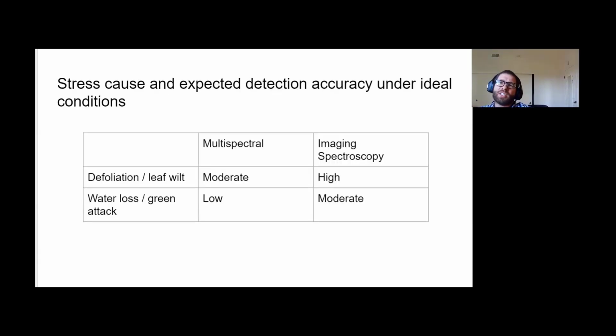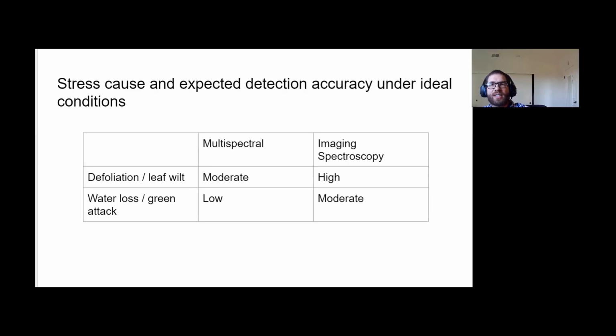Now, I wanted to hone in on some physical stress signals and the accuracy we expect to detect them with, both multispectral imagery and imaging spectroscopy. Defoliation and leaf wilt will have relatively strong spectral signals over relatively broad bands. The removal of leaf area, if strong enough, can generally be detected with multispectral indices such as NDVI. Imaging spectroscopy will likely detect the level of leaf removal, and if it is initially occurring, with more sensitivity. However, depending on the use case, the accuracy obtained from multispectral sensors could be sufficient.